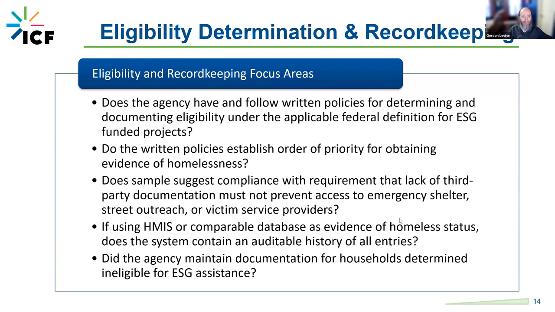Finally, did the agency maintain documentation for households determined to be ineligible for ESG assistance? In other words, if a monitor came through and said, okay, talk to me about those folks who you were referred through coordinated entry, which is a requirement, that you determined were ineligible and did not intake, where is the file on that? There should be a file somewhere.